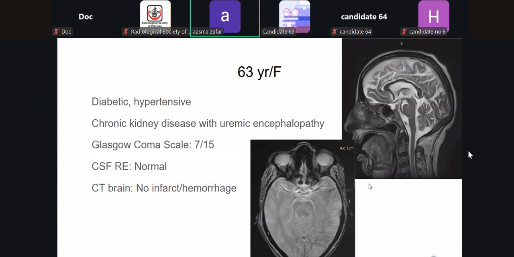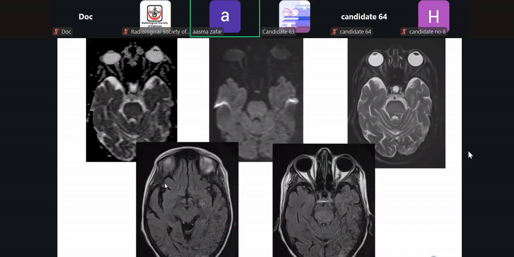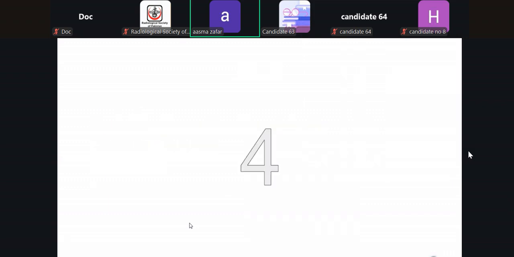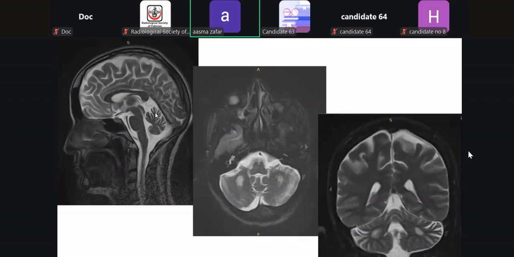So it was not a stroke because there was no diffusion restriction. You see, this hyperintense, swollen abnormality did not give any restriction. So it wasn't a stroke. It was PRES versus hypertensive encephalopathy. It's an emergency. So you picked it well.